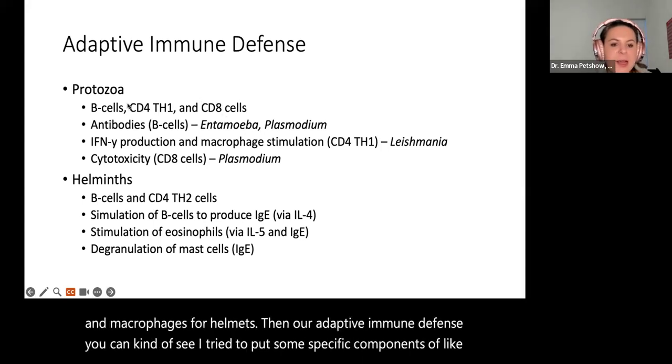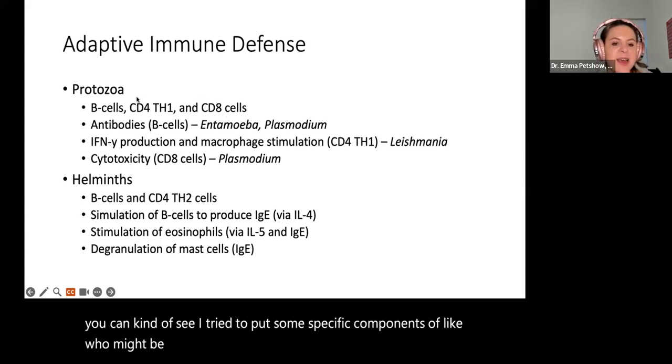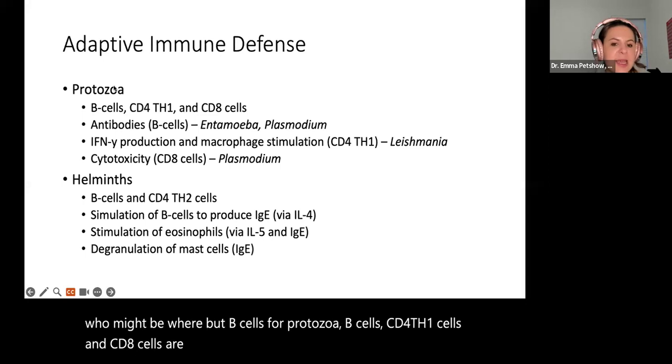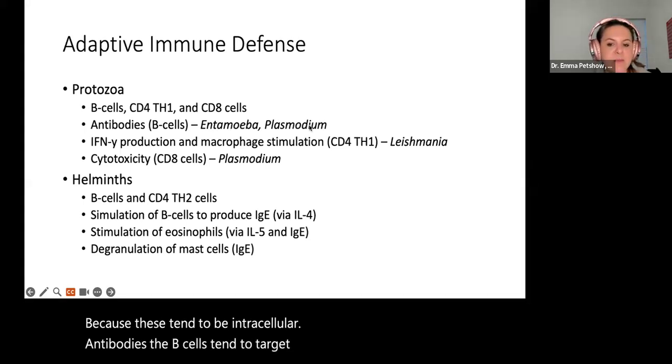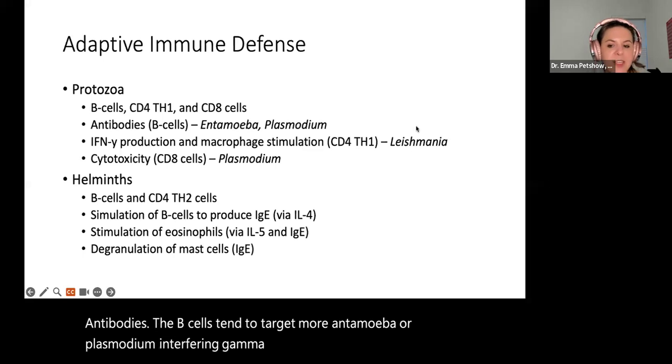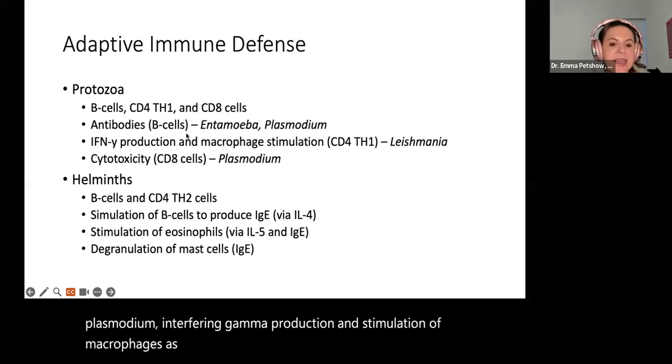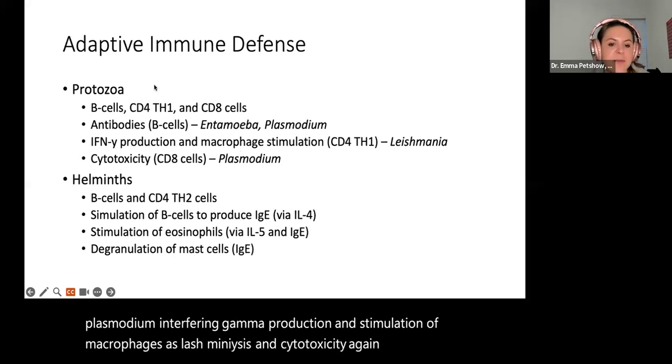But B cells, for protozoa, B cells, CD4, Th1 cells, and CD8 cells are involved because these tend to be intracellular. Antibodies, the B cells tend to target more Entamoeba or Plasmodium. Interferon gamma production and stimulation of macrophages as in leishmaniasis. And cytotoxicity, again, Plasmodium, so that intracellular piece.